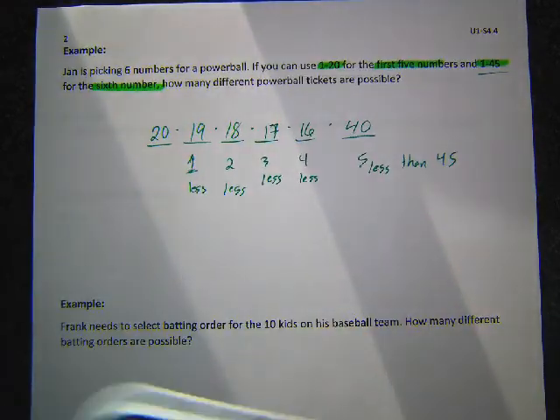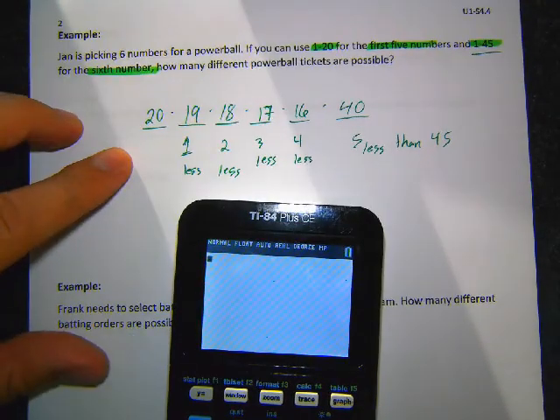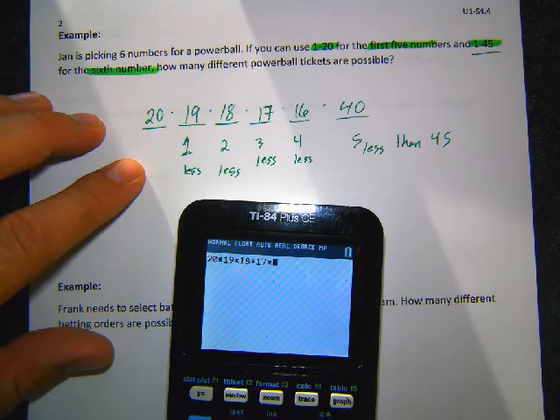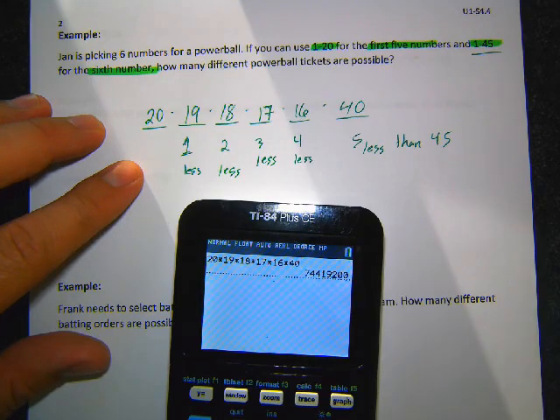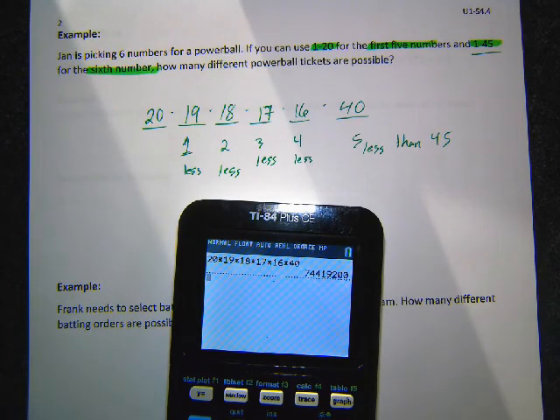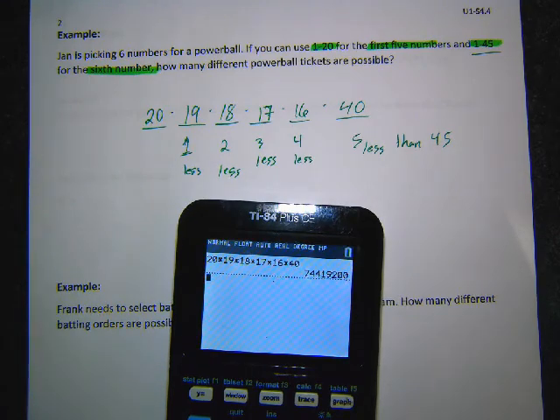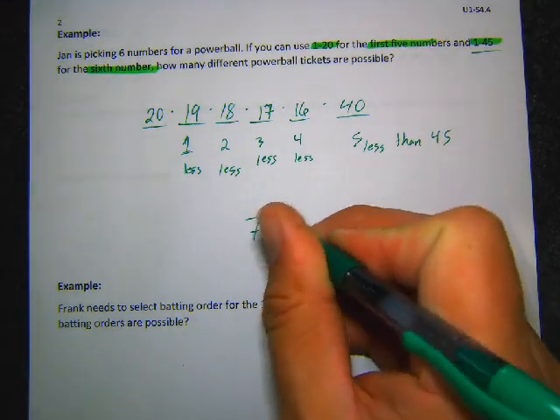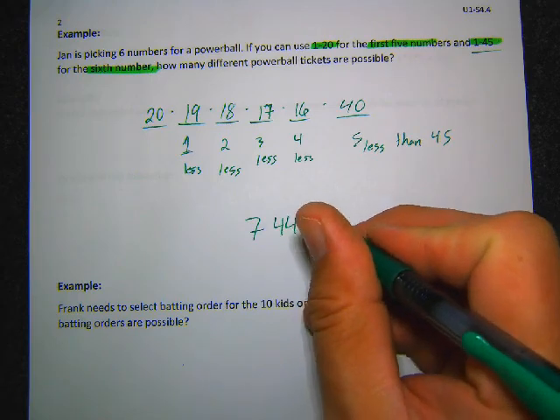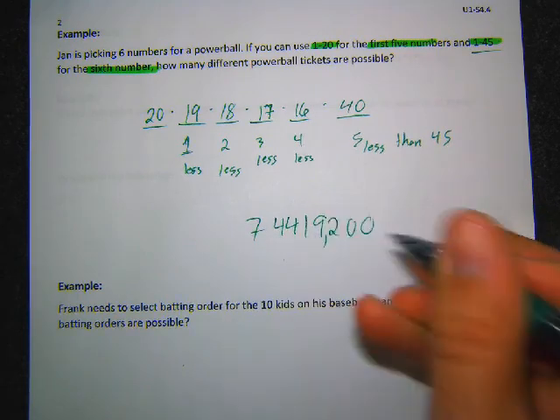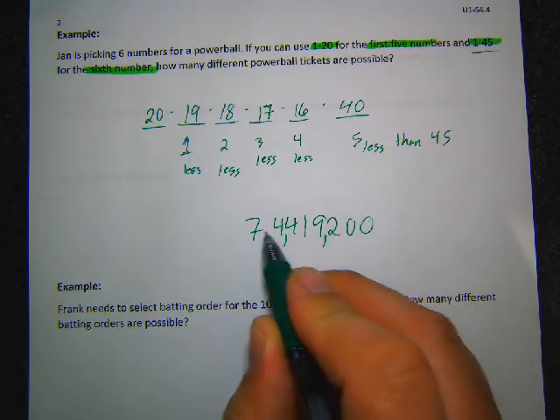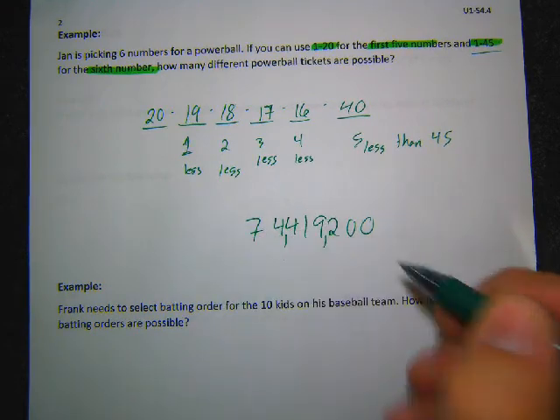So to figure that out, I'm going to type in my calculator and get the value. So I'm going to do 20 times 19 times 18 times 17 times 16 times 40. And that's going to give me all the options I can get for this. So I've got quite a few, right? You can see there's a lot of options for this. So I have 74,419,200, that's about 74 million possible Powerballs.